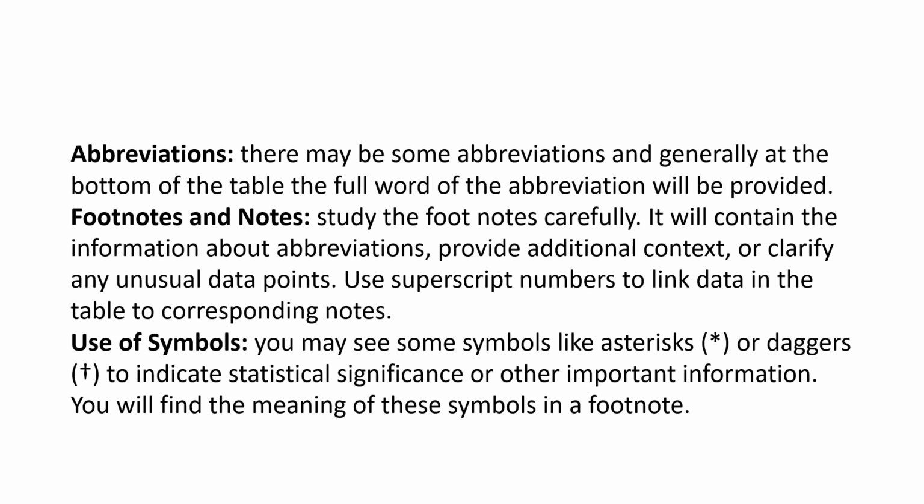There may also be some footnotes or notes which contain information about the abbreviations or provide additional context or clarify any unusual data points. Use subscript numbers to link data in the table to corresponding notes. An example of clarification of any unusual data points is that at times in one row, a different number of the population may be used. And so then it will be marked that in this particular row, the population number is different to the rest of the table.